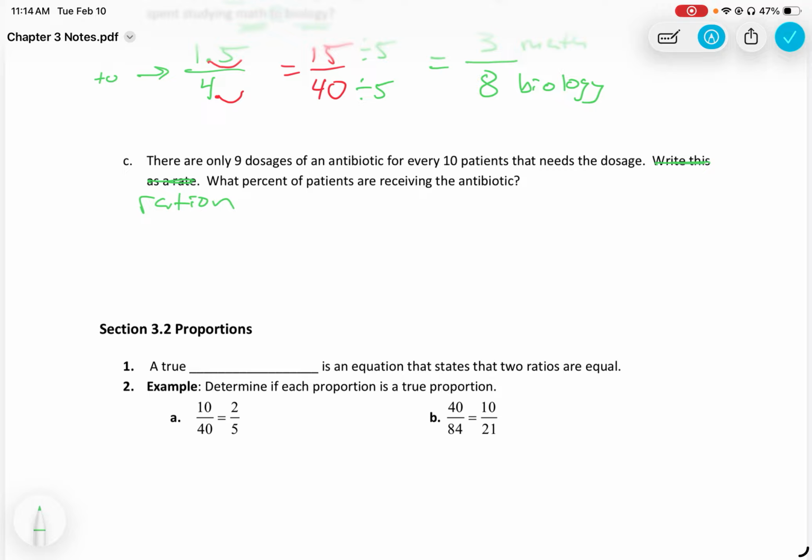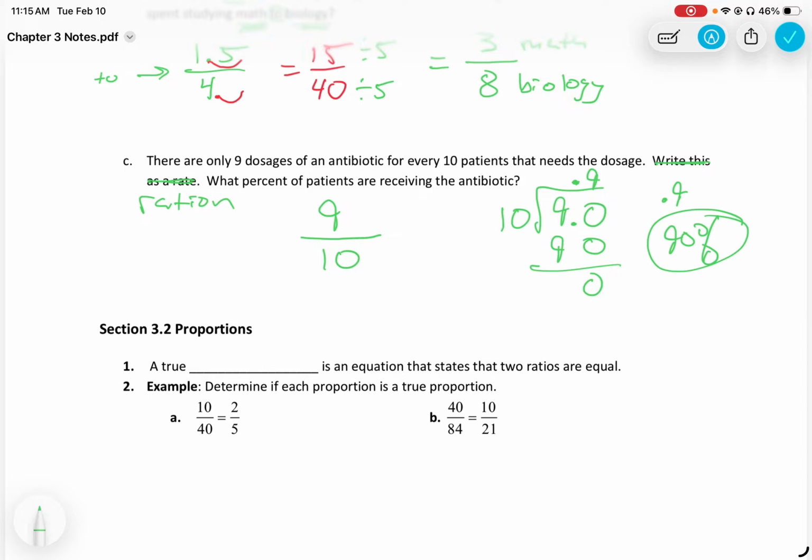And then we can figure out the percent of patients receiving the antibiotic. So there were 9 doses of antibiotic for every 10 patients. That's already simplified. So now we can decide what percent of patients are receiving it. 9 divided by 10. 10 can go in 9 times. So we get 0.9 as a decimal. As a percent, that is 90% of the patients can receive their antibiotic.